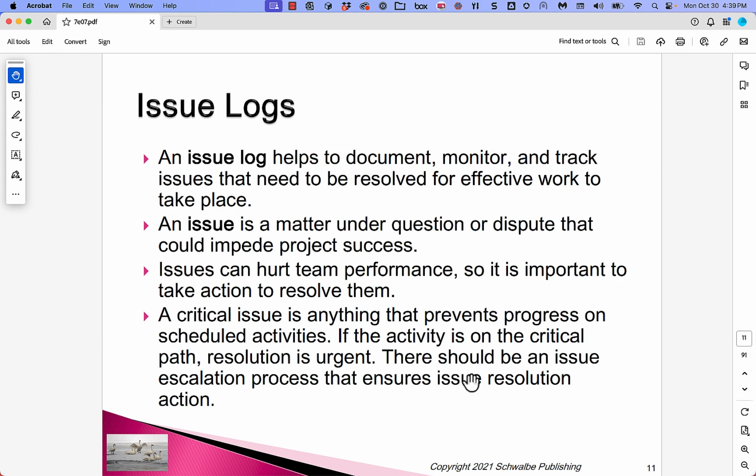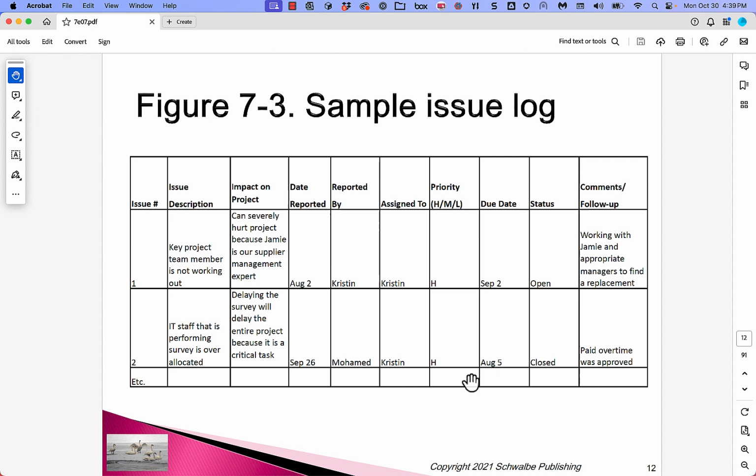Now we're going to talk about issue logs. An issue log helps to document, monitor, and track issues that need to be resolved for effective work to take place. An issue is a matter under question or dispute that could impede project success, that can hurt team performance if they're not resolved. A critical issue is anything that prevents progress on scheduled activities. So here's an issue log.